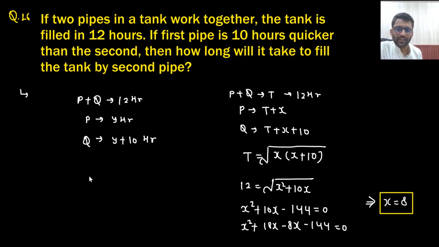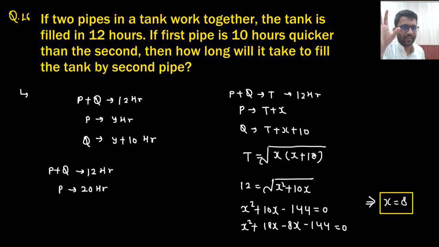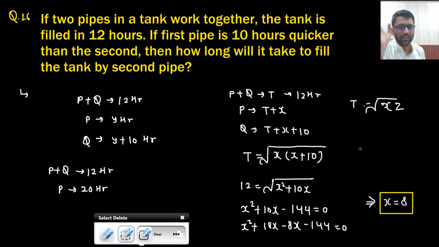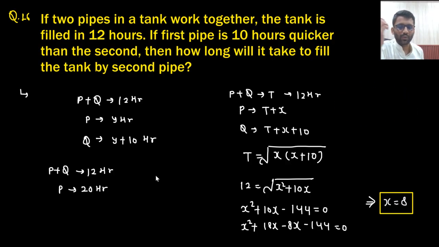So what do you understand by that? That P plus Q can fill in 12 hours. Then P will fill in 12 plus 8, 20 hours. In the complete chapter, I asked you to remember only one formula because that is highly used. What is that? T plus X and T plus something. So X into Y is, let's just say this was Z. So X into Z under root is equals to T. This formula only. So with that we will be able to solve a lot of problems.